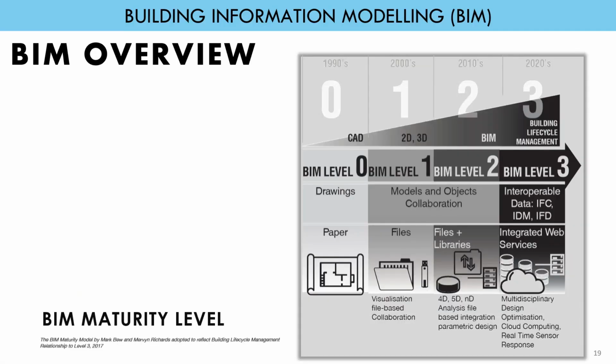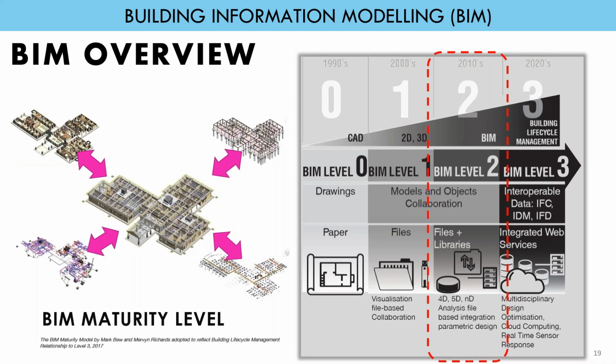So this is the maturity level. We have level 0, 1, 2, and 3. Actually in JKR, we just focus on level 2. We want to make sure we can collaborate, we can coordinate all the disciplines: architect, civil, structure, mechanical, electrical, the QS. We can share the models. We can coordinate the models in order to get a better design.